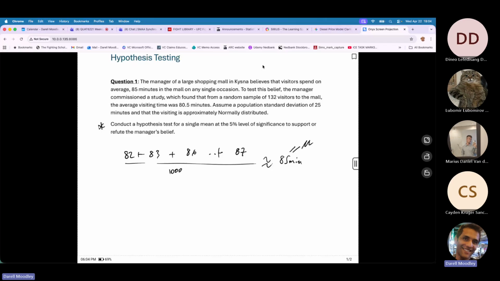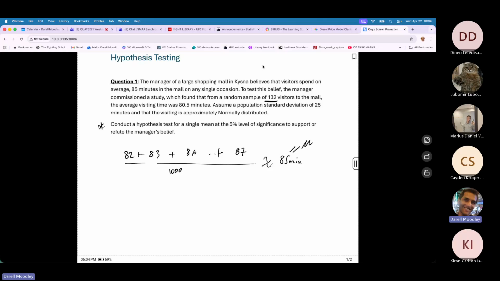This statistician spent some time at the mall and they found a random sample of 132 visitors. And from that 132, so from that sample that they took, right, those 132 visitors, they found that the average for this sample was 80.5 minutes, or 80.5. That's what they found.